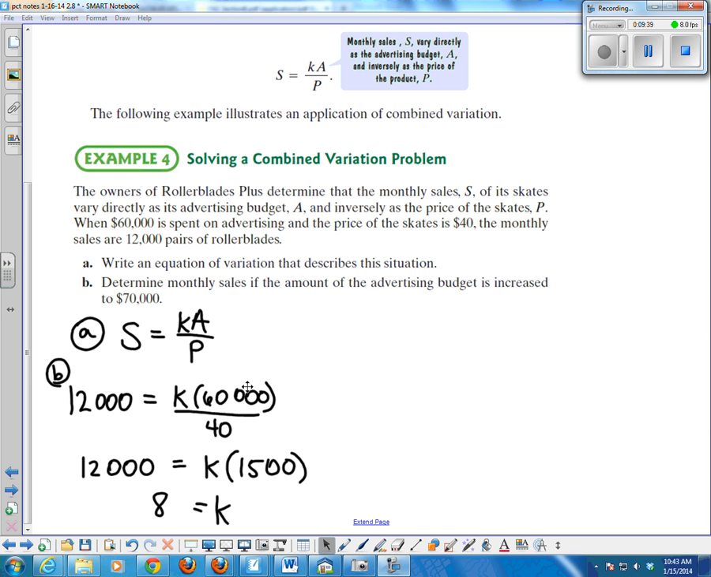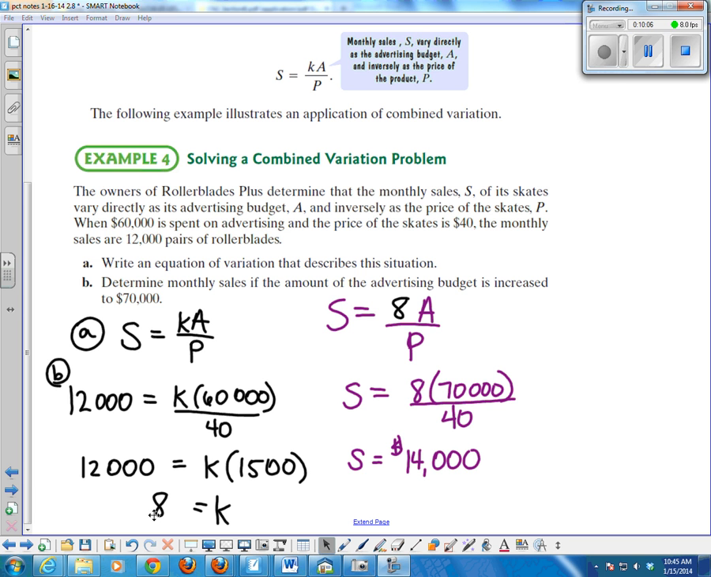Okay, the next step algebraically is I divided 60,000 by 40, and that's 1,500. So we have 1,500 times k equals 12,000. Divide both sides by 1,500, and you have k equals 8. Okay, this is the constant of proportionality. Next, we'll plug this back into the equation and solve for when the advertising budget is 70,000.